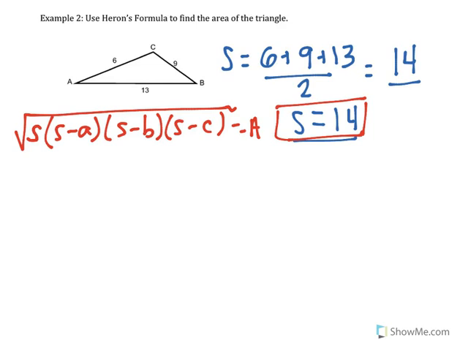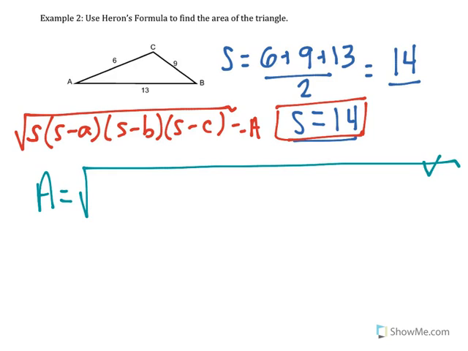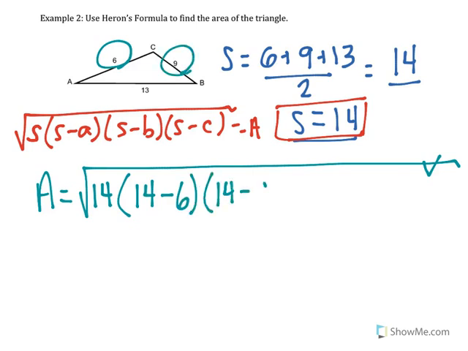Now, my semi-perimeter here is 14. So what is this going to look like? Well, let's start plugging in. My area is equal to the square root of my semi-perimeter, which is 14, times my semi-perimeter minus one of my sides, so 14 minus 6, times my semi-perimeter minus my other side, 9, times my semi-perimeter minus my third side, which is 13.